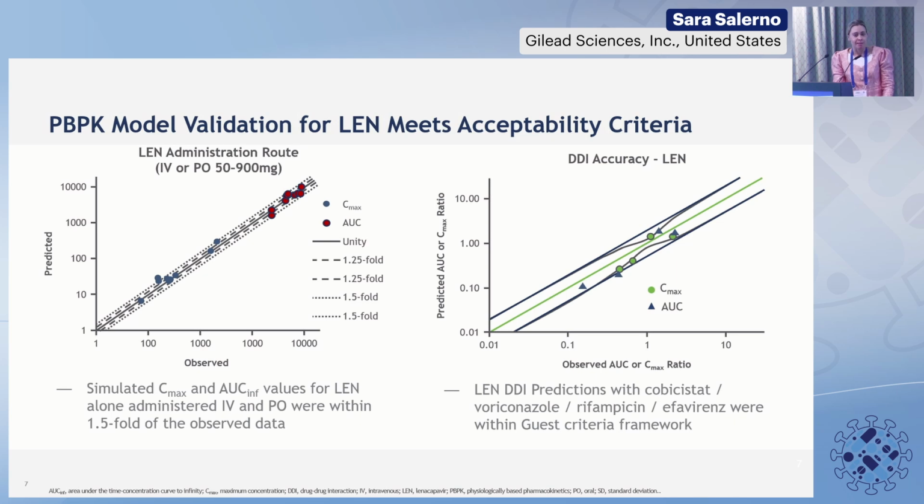And we validated our PBPK model using pre-specified acceptability criteria. So on the left, you can see the predicted versus observed Cmax in blue and AUC in red. And all of the Cmax and AUC predictions were within 1.5-fold of the observed values, and the majority of them were within 1.25-fold. And then on the right, you can see the performance for LEN in combination with the perpetrators, and the Cmax and AUC, where the majority of these were within the GAS criteria, which is a well-established framework for evaluating the quality of DDI performance.